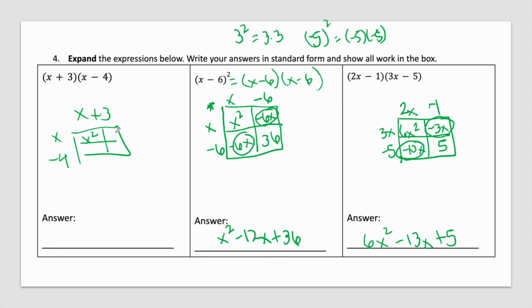This one, x squared, 3x, negative 4x, and negative 12. 3x and negative 4x is going to be x squared minus x, or minus 1x, minus 12.